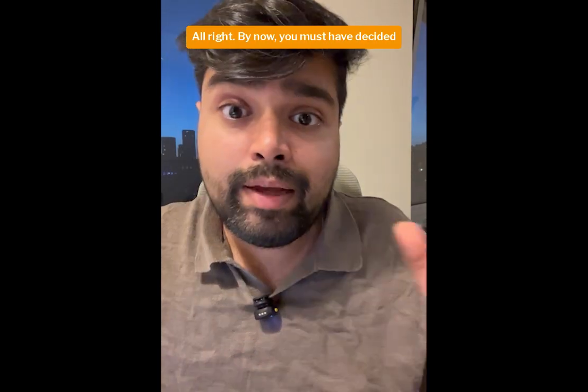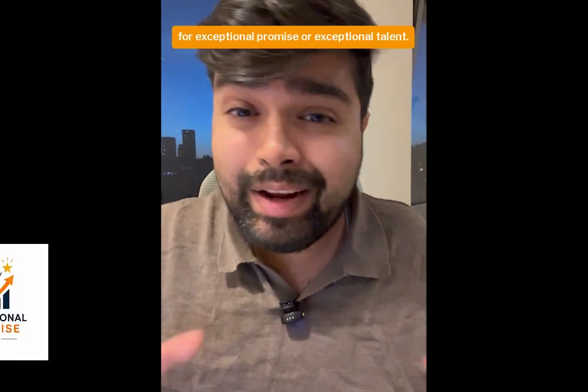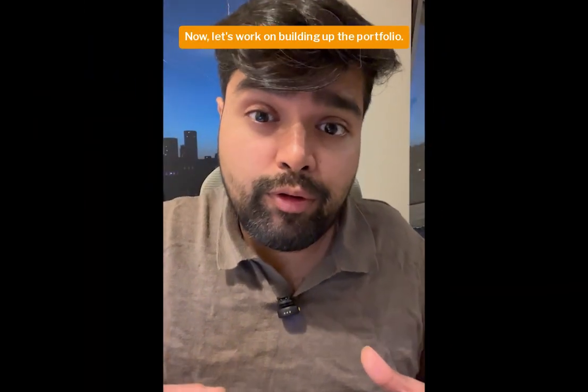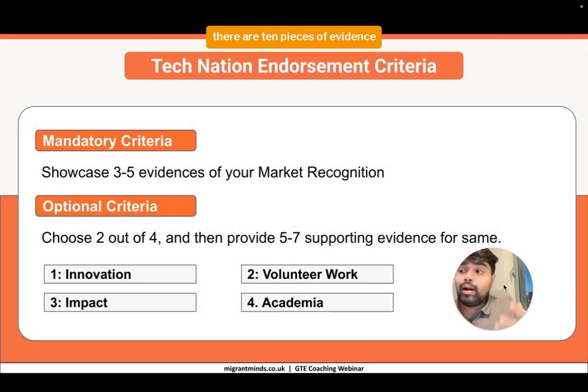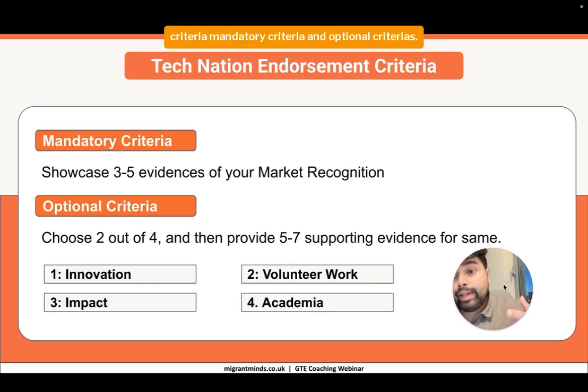Alright, by now you must have decided whether you would be applying for exceptional promise or exceptional talent. Now let's work on building up the portfolio. So when you talk about building up the portfolio, there are 10 pieces of evidence which you need to provide. These 10 pieces of evidence can be classified into two categories: mandatory criteria and optional criteria.